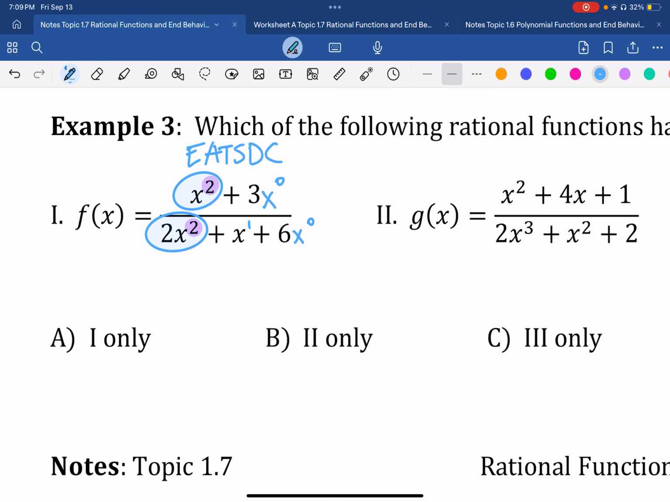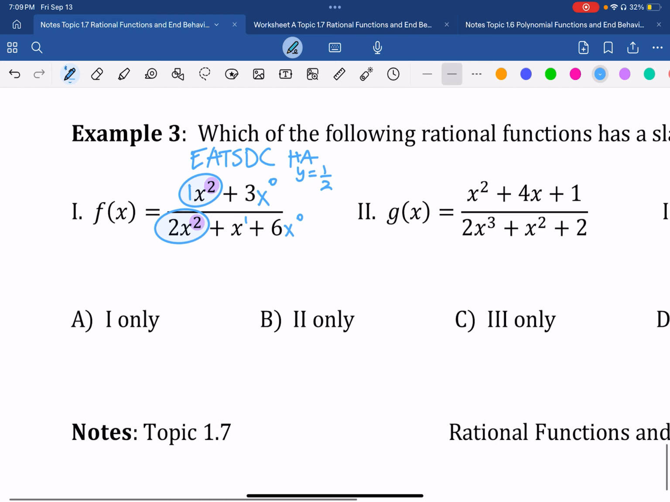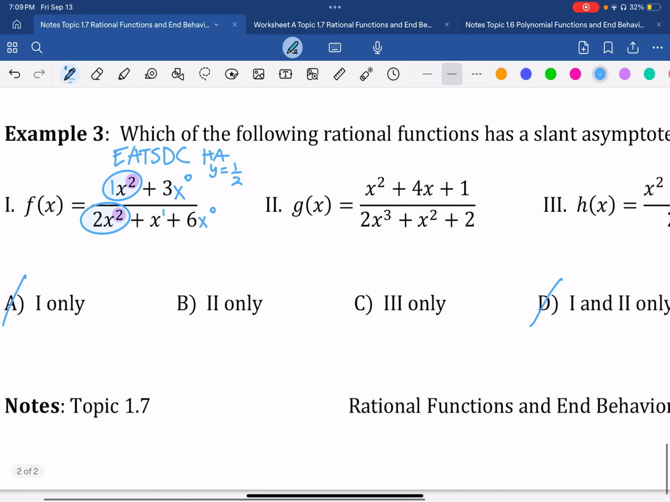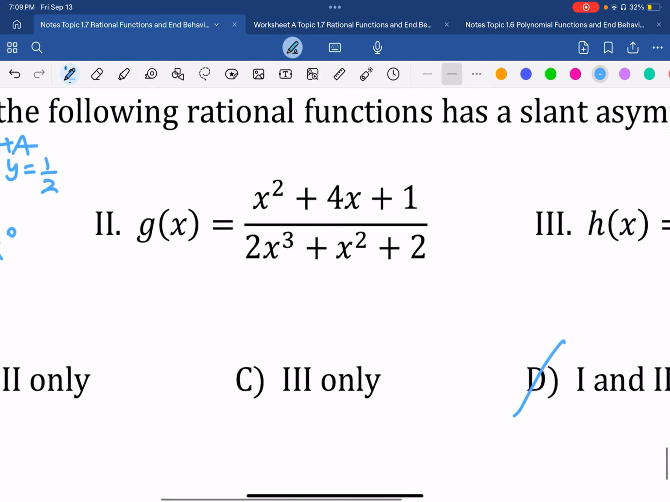Okay, this one has a horizontal asymptote, and the equation is y equals 1/2, because what you do there is divide the coefficients. So equation 1 cannot be the answer, so I'm going to eliminate A and D, which include 1 as an option. Okay, that one does not have a slant asymptote, it has a horizontal asymptote.